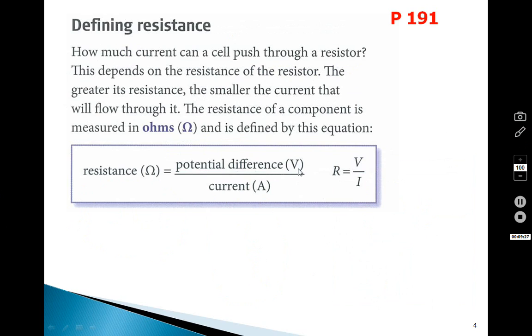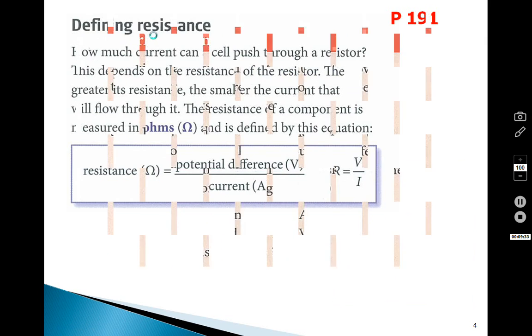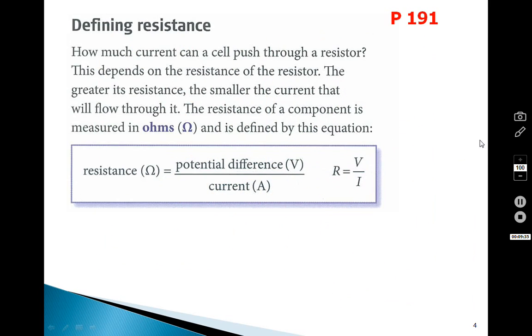Okay. So now we will move to the definition of resistance. What's the definition of resistance? This is on page 191. The resistance is how much current a cell can push through a resistor. This is the definition. It's very easy: how much current can a cell push through a resistor.